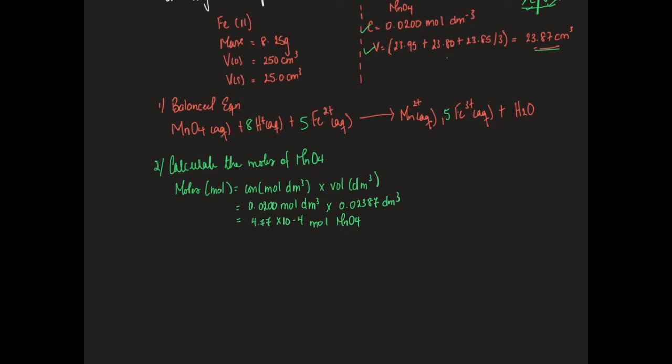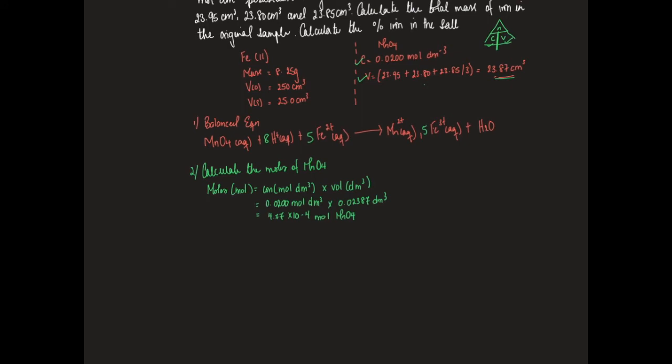So what we're going to do next is to find the moles of iron. So step 3 is to find the moles of iron. And we have all the information here for iron, but we're going to find the moles of iron using the balanced equation here. So this balanced equation tells us that 1 mole of permanganate is equal to 5 moles of the iron.